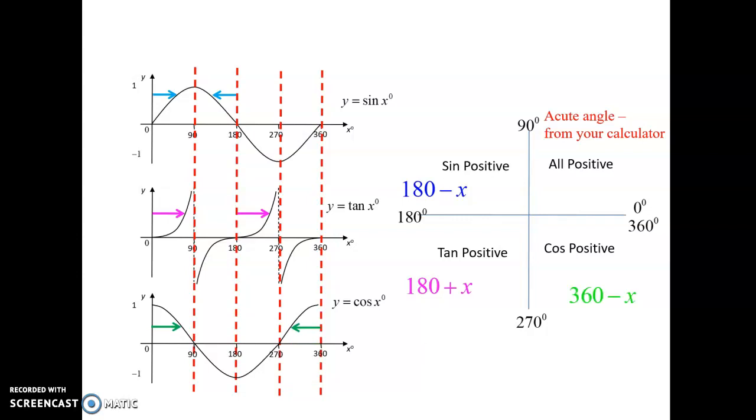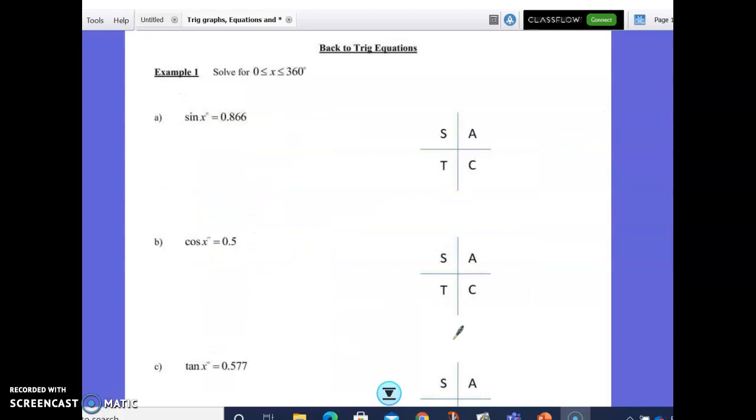So in cos, we need to do 360 minus whatever that value was from our calculator. Okay, let's see how we use this then. Let's see if we can use this and try some examples. Okay, let's have a look at solving some trig equations then.